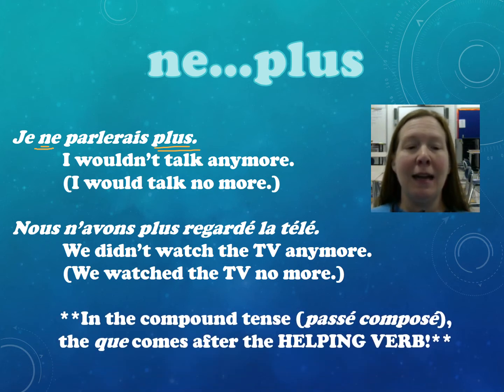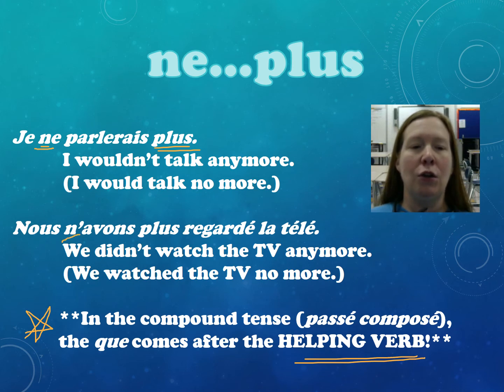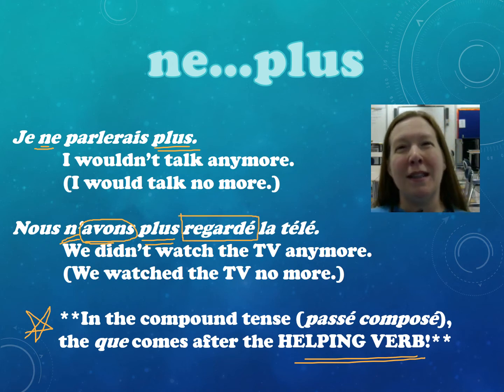In the compound tense, this is an exception. The plus comes after the helping verb. So notice here, ne, then the helping verb, then plus, then your past participle. So ne plus is one of the ones that works like ne pas and ne jamais. Nous n'avons plus regardé la télé.